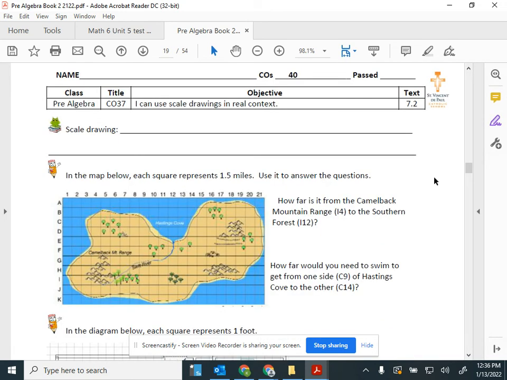All right, good afternoon. Today we are continuing with our Unit 6. We are on CO37. I can use scale drawings in real context. So if we're going to be using scale drawings, we need to know what that means.